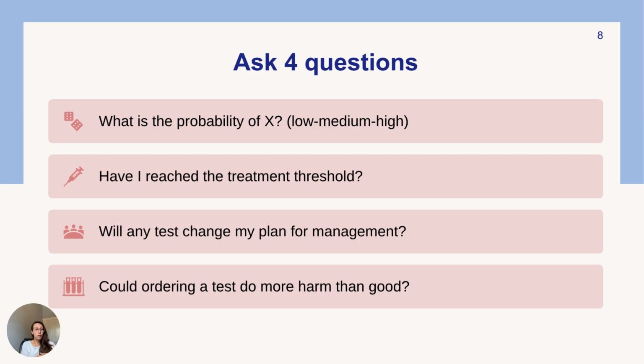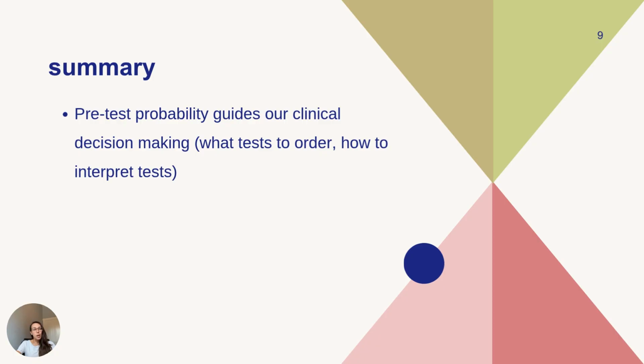So, fourth, again, could ordering a test do more harm than good? Right? Will ordering that chest x-ray do more harm? Possibly. That exposes that patient to radiation. And if I'm going to wait to initiate antibiotics, that could risk them deteriorating in the community. So, again, these four questions just help you reflect on your pretest probability of disease and whether you've reached that treatment threshold or whether you're still at that testing threshold where you have to keep testing your hypotheses and your diagnosis, right?